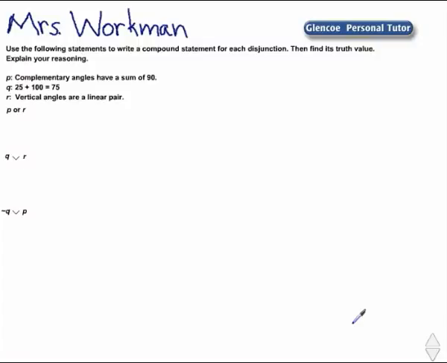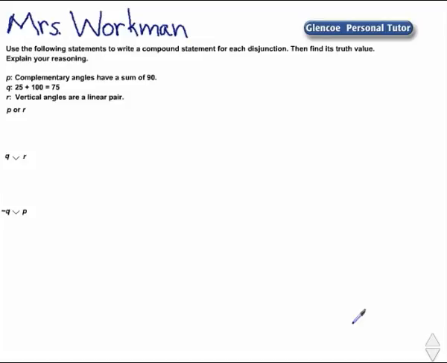Use the following statements to write a compound statement for each disjunction. Then find its truth value. Explain your reasoning. P: Complementary angles have a sum of 90. Q: 25 plus 100 equals 75. R: Vertical angles are a linear pair.